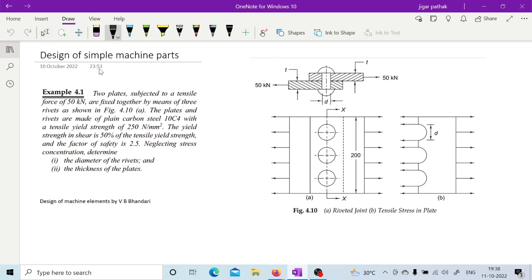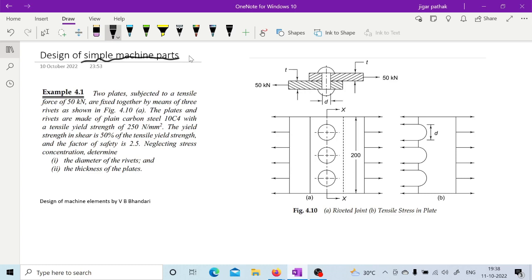Before going to the problem, as mentioned here, design of simple machine parts. What are the things you are going to consider when you go for designing any simple part? The very first thing is you will analyze what the different types of stresses acting on the component are. Approximately you will calculate those stresses. You are not going to consider all the things; you may neglect the stress concentration, but at least you are going to calculate the different types of stresses acting on the component which you are designing.